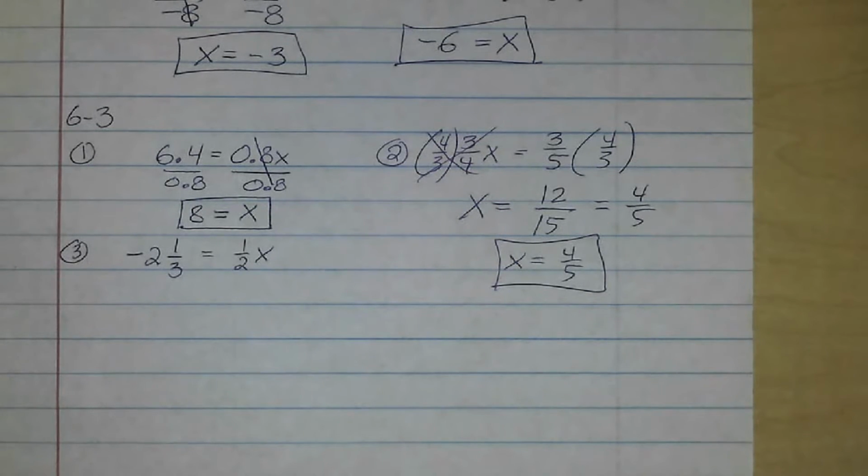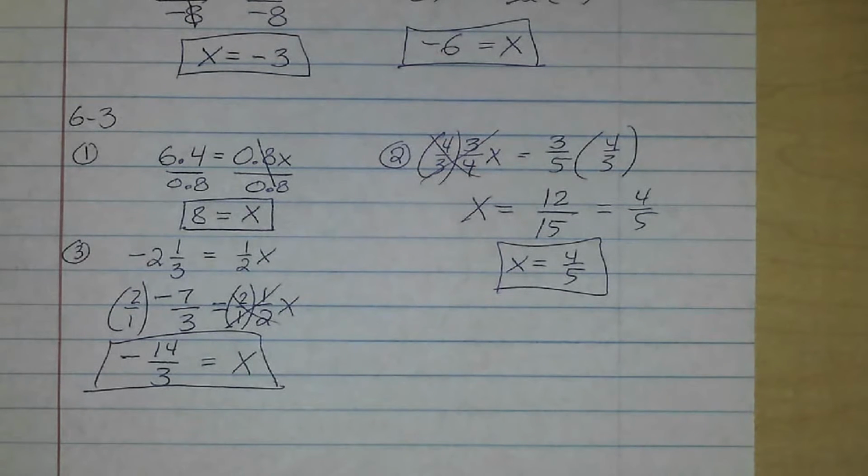For question 3, before we can do anything, remember you always have to turn mixed numbers into improper fractions. So let's go ahead and do that. Now, again, we have a fraction coefficient. Multiply both sides by the reciprocal to get rid of that. And we get -14 over 3.